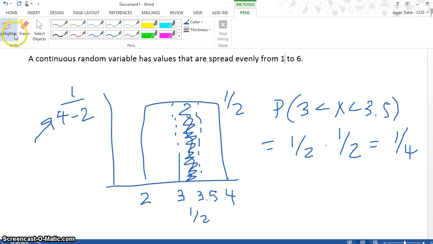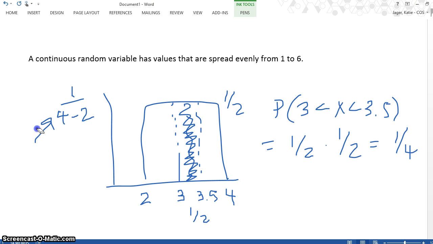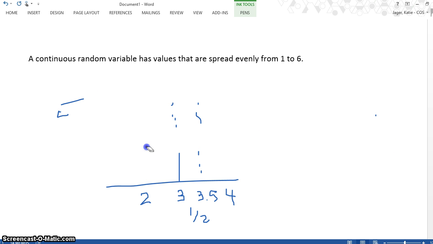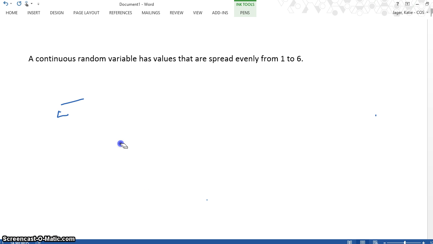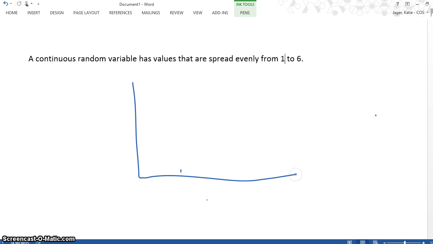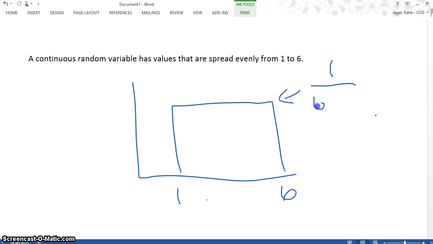Now instead of our random variable being spread evenly over 2 to 4, it's going to be spread evenly from 1 to 6. So we've got to get rid of all of this because now we have a different distribution. You'll see how this changes how we might do this problem. Once again, we have a box, but now it starts at 1 and goes all the way up to 6. What is the height of our box? This would be 1 over 6 minus 1, which is equal to 1/5.